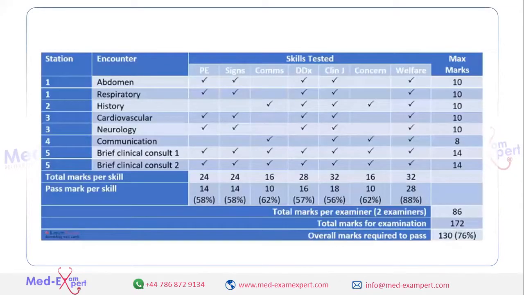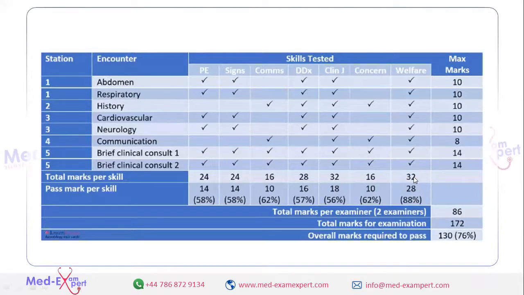Now this is the pass. What is the minimum requirement to pass the exam? You need to get above 130 out of 172 to pass the exam. In addition, you need to pass individual skills. For example, in physical examination, you need 14 out of 24. So is the case with physical science. Clinical communication is about 10 out of 16. Differential diagnosis about 16 out of 28. And clinical judgment, you should get 18 out of 32. Patient concern, you should get a minimum of 10 out of 16. And welfare, usually you should get 28 out of 32.